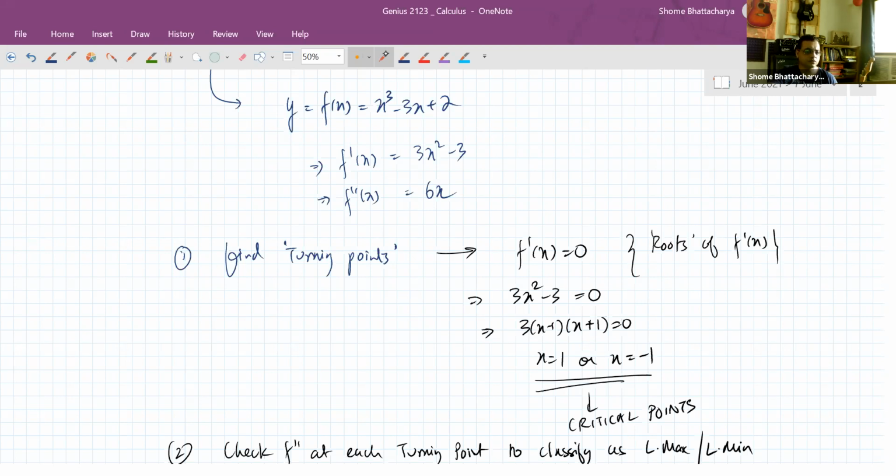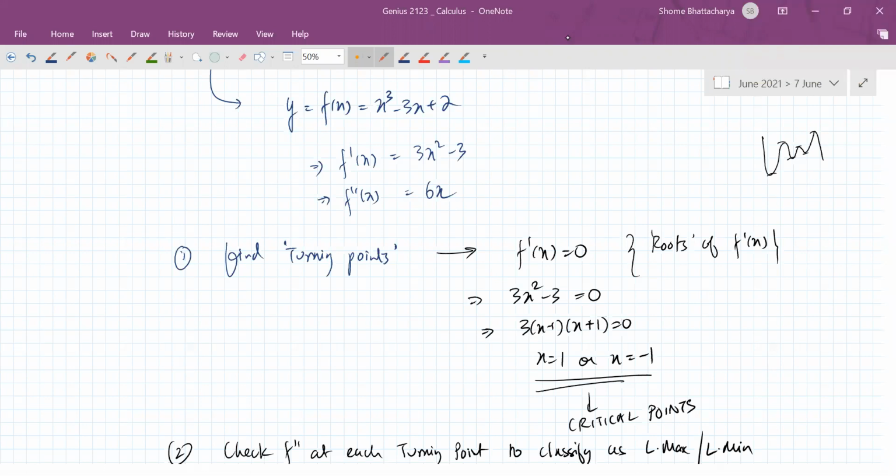Because my 4 turning points could be like this. I mean, I've drawn more turning points here. Okay, so this is one where I've drawn 1, 2, 3, 4, 5, 6 turning points. So this is a power 7 polynomial. So how do I know which one is the local maxima, which one is the local minima? That is where the second derivative test becomes compulsory.